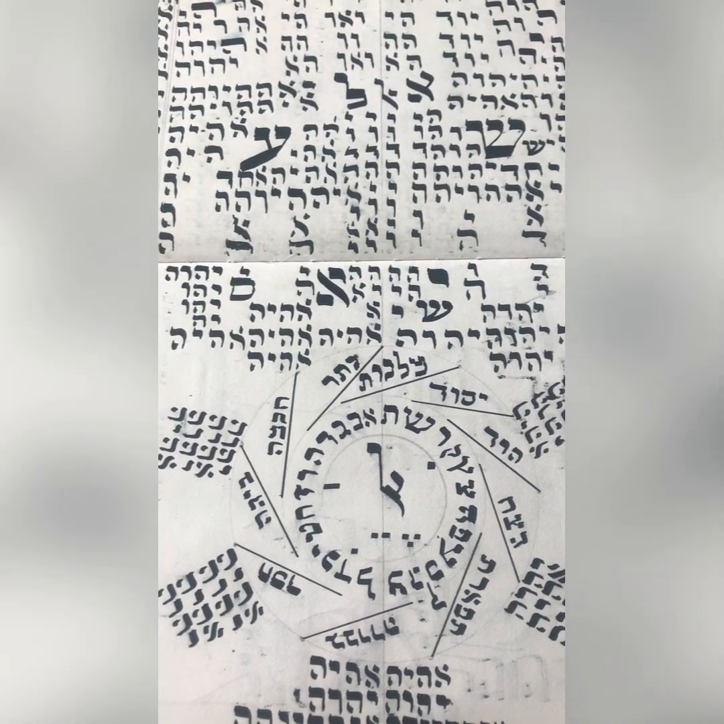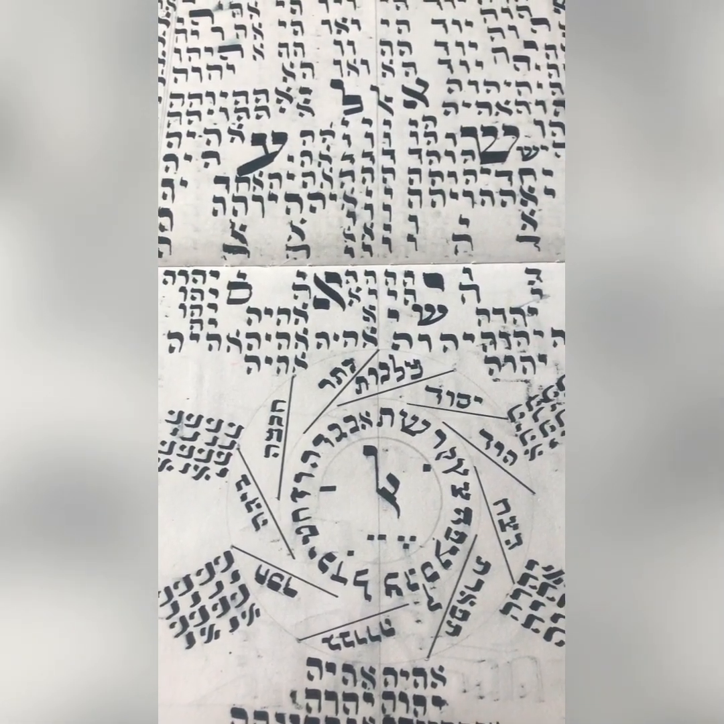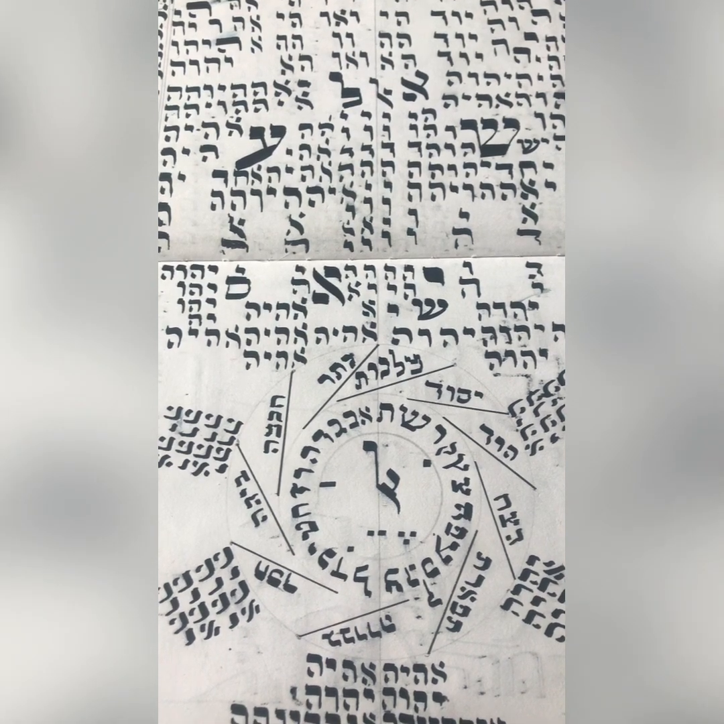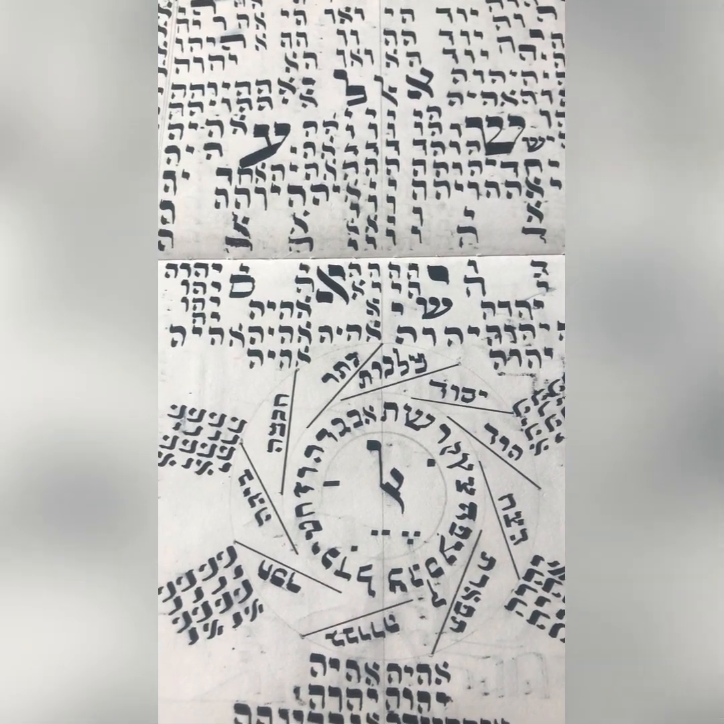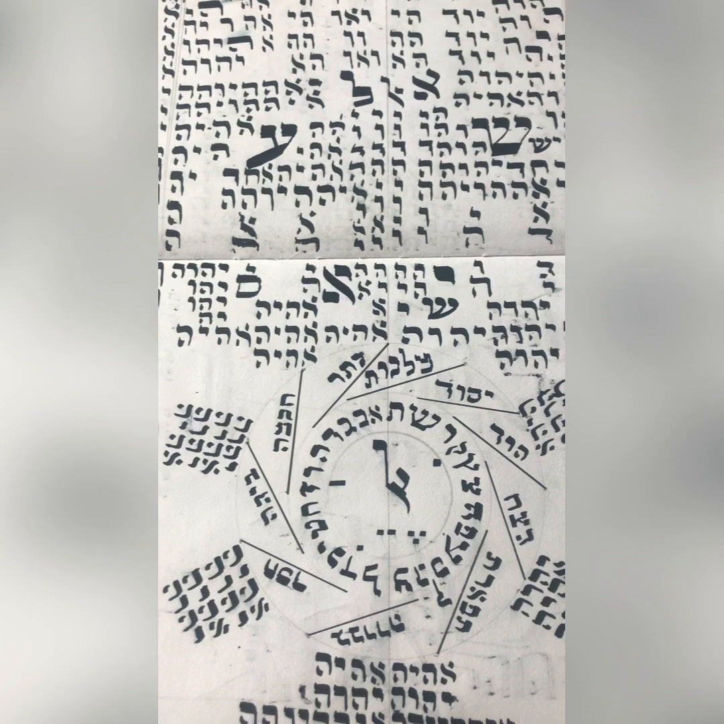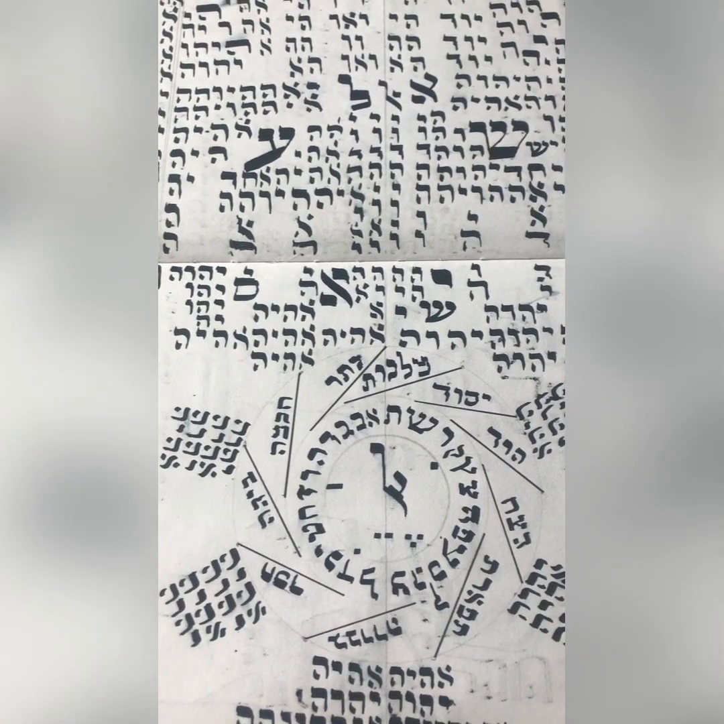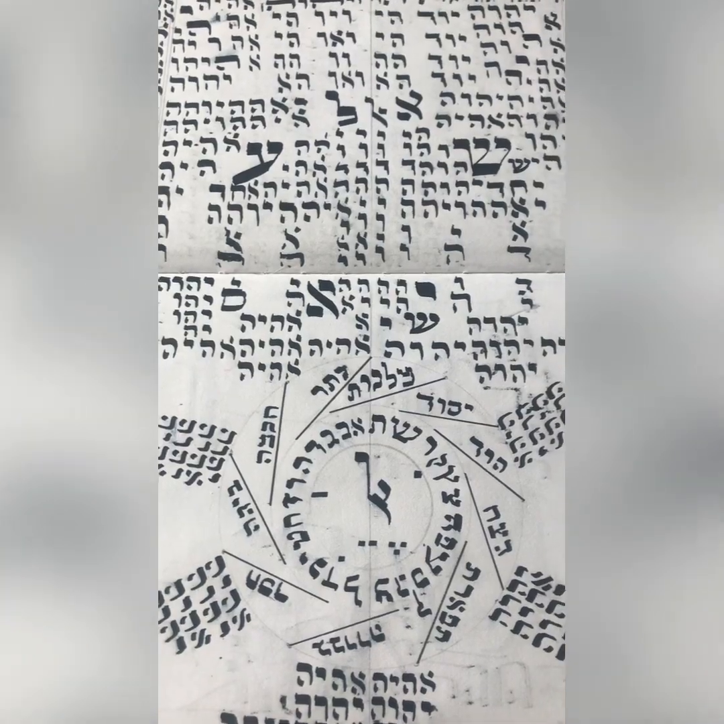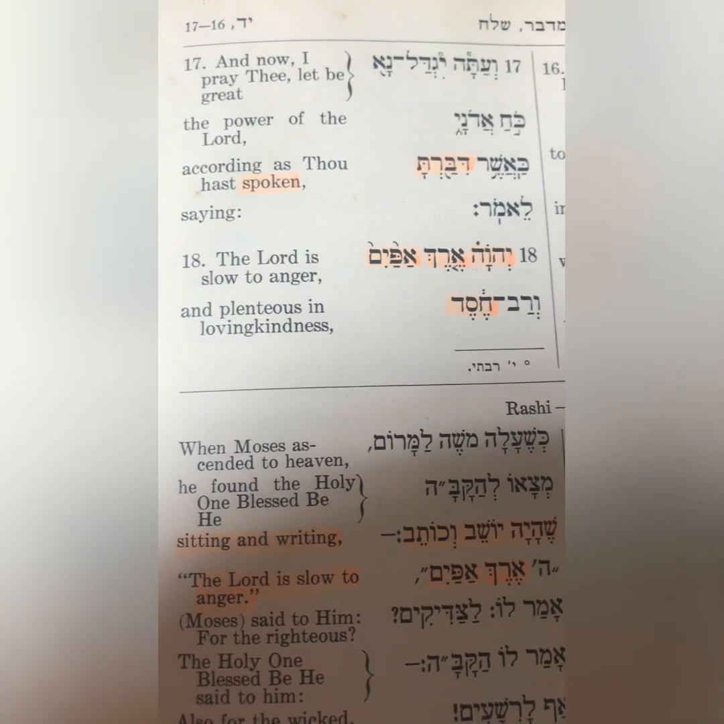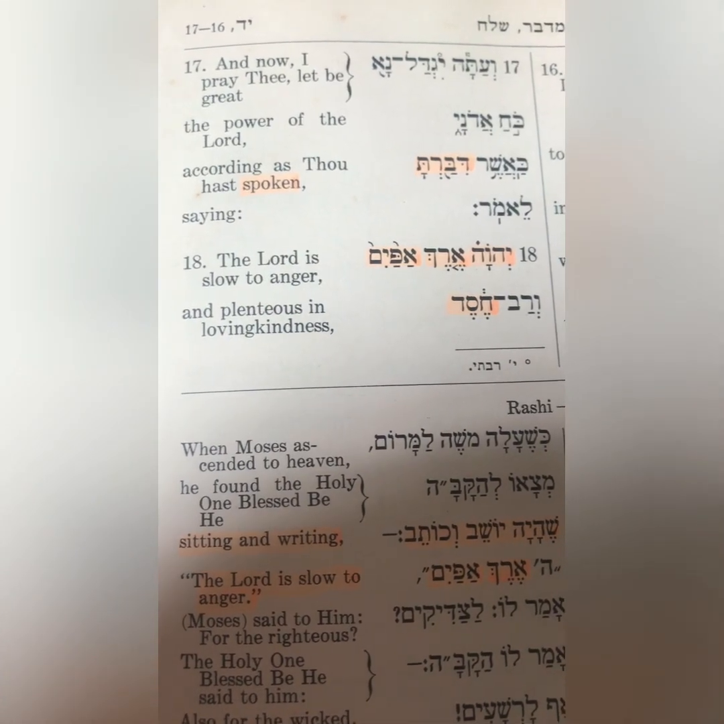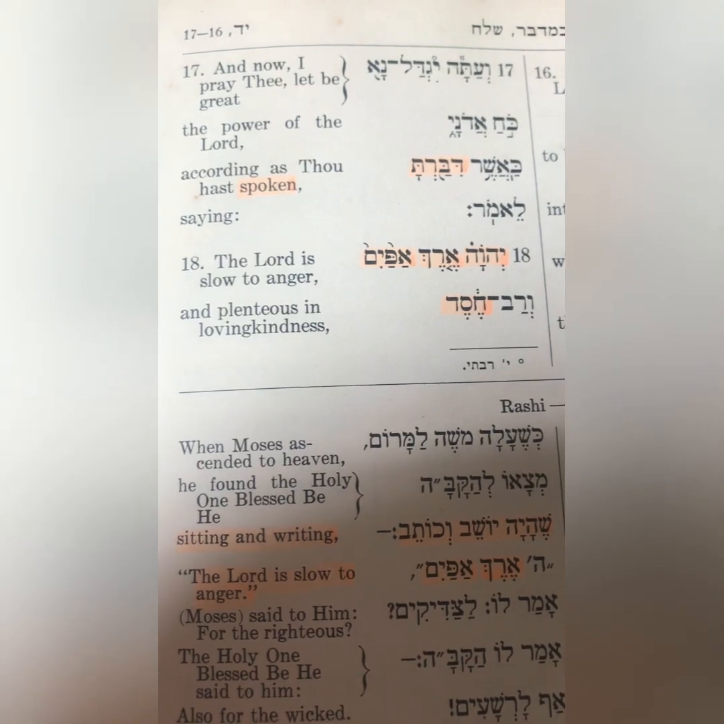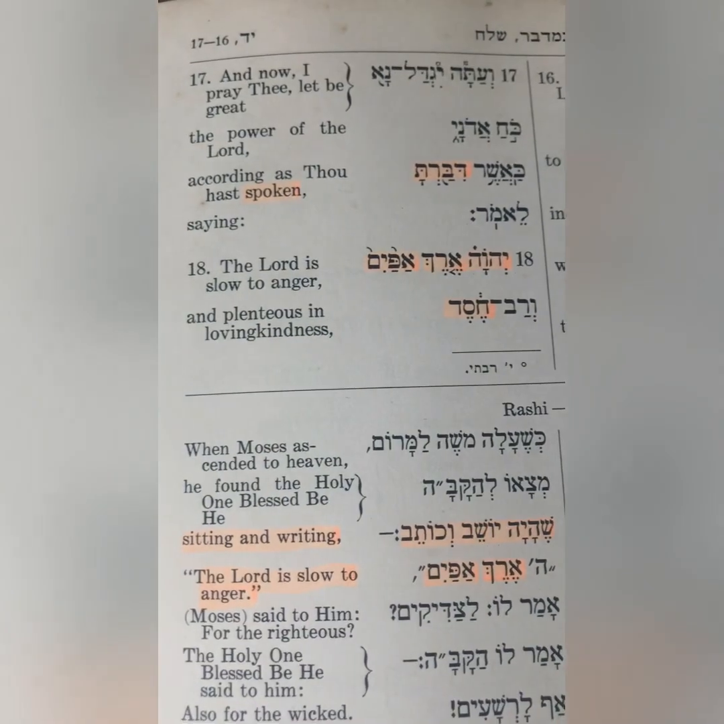So, to begin, we're going to find the use of the word in Bamidbar, or the Book of Numbers. And we're going to find it in chapter 14, verse 18, here. And it says, the Lord is slow to anger. And we see the word Arich Anpin.